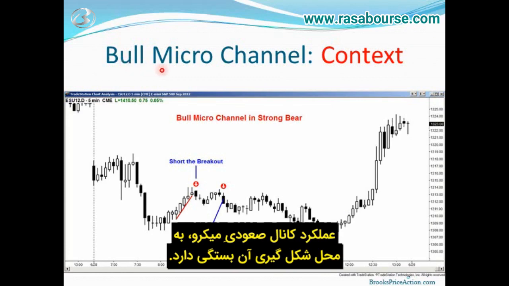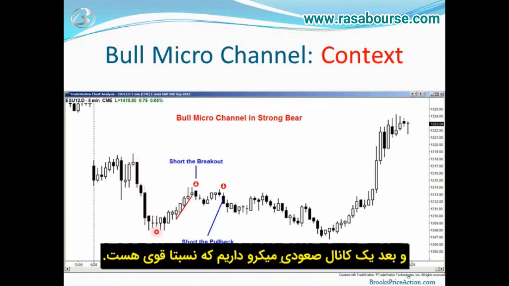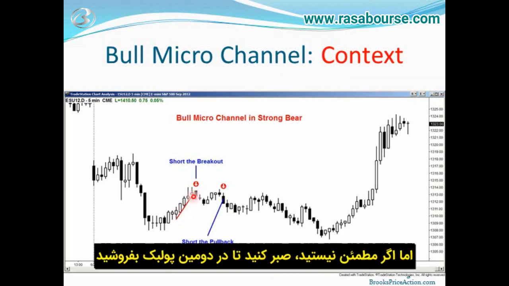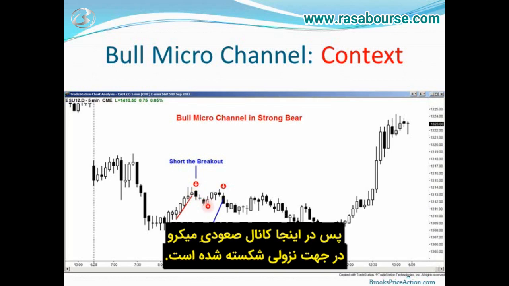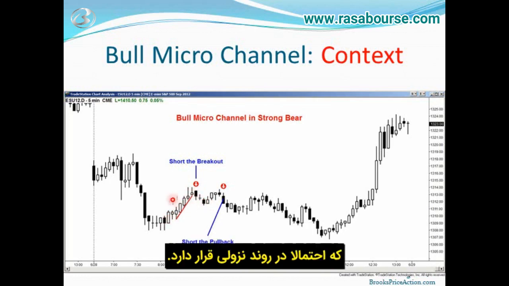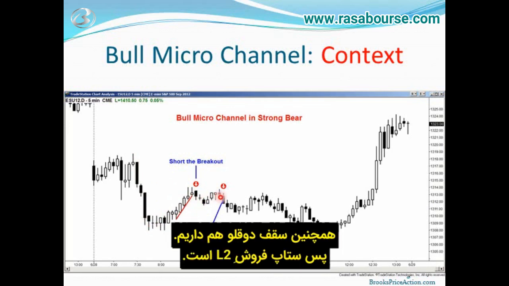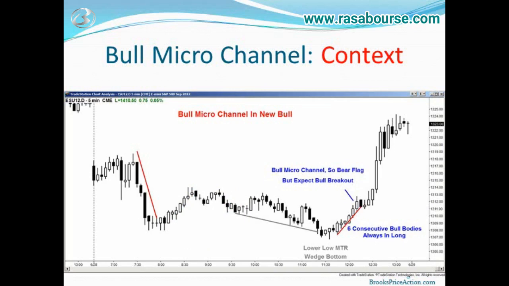A bull microchannel depends on context. For example, you have a very strong bear spike here, and now you have a pretty strong bull microchannel. The bars are small, the bodies are small. You probably can short the breakout. If you're not sure, wait to short the pullback, the second entry. So we have a bear breakout of a bull microchannel and probably a bear trend. Unclear? Don't take the first one, wait for the second one. It's also a double top, so it's a low 2 short. Again, context.